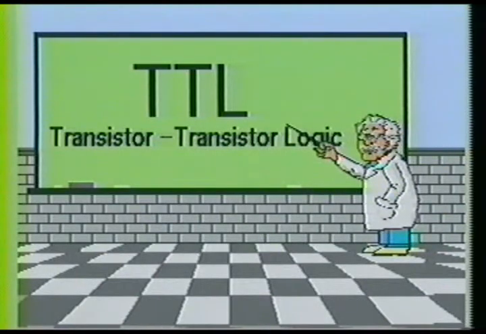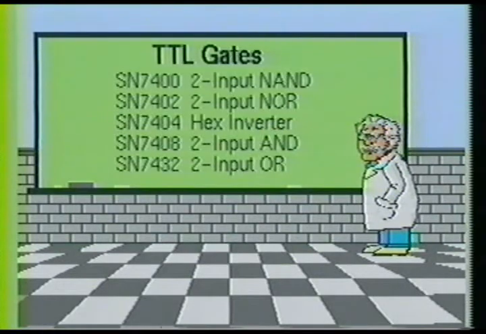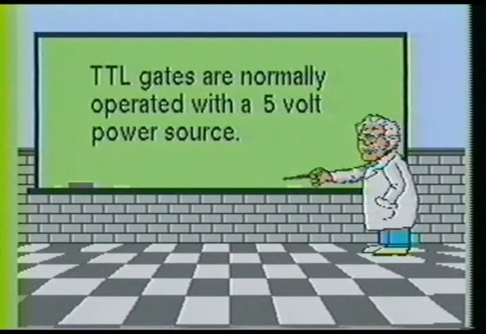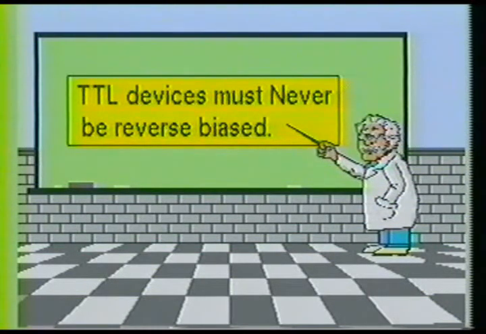TTL stands for transistor-transistor logic and is among the most widely used of the logic families. TTL devices are generally classed in the 7400 group for commercial use. Supply voltages for the TTL family will typically range from 3.5 to 5 volts, with 5 volts being the maximum allowable voltage. TTL devices should never be subjected to reverse voltages, since this could destroy the device.